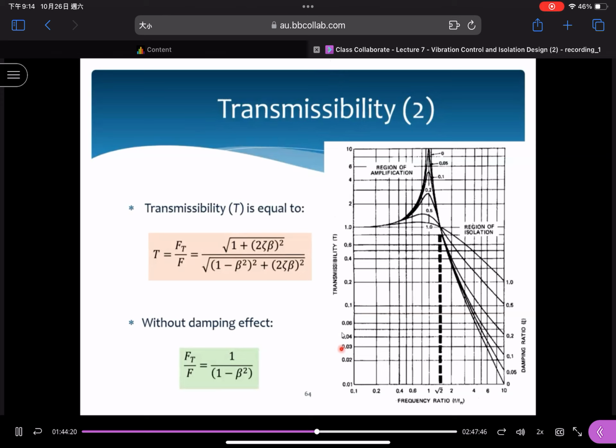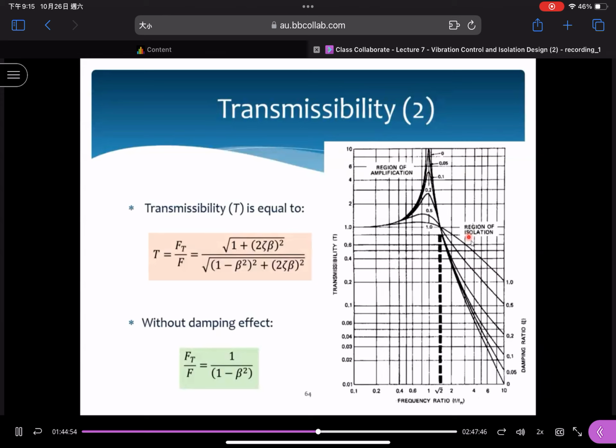The y-axis is the transmissibility. This is 1. What is the meaning of 1? When T is equal to 1, it means that F is equal to Ft. That means when you apply 10 newtons to the system, 10 newtons of force can be transmitted to the structure. That is not a good approach. We want to minimize this force, so we always want to achieve a system lower than 1.